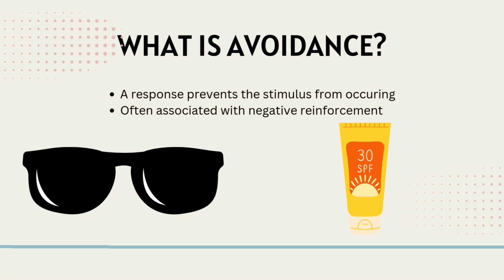So, what is avoidance? Avoidance is a response that prevents the stimulus from occurring. It often is associated with negative reinforcement, kind of like sunglasses. You put sunglasses on before you go outside and the sun gets in your eyes, and you put sunscreen on before you get sunburned. You don't do it once you're already sunburned or once you realize the sun is in your eyes. You do it before it happens.